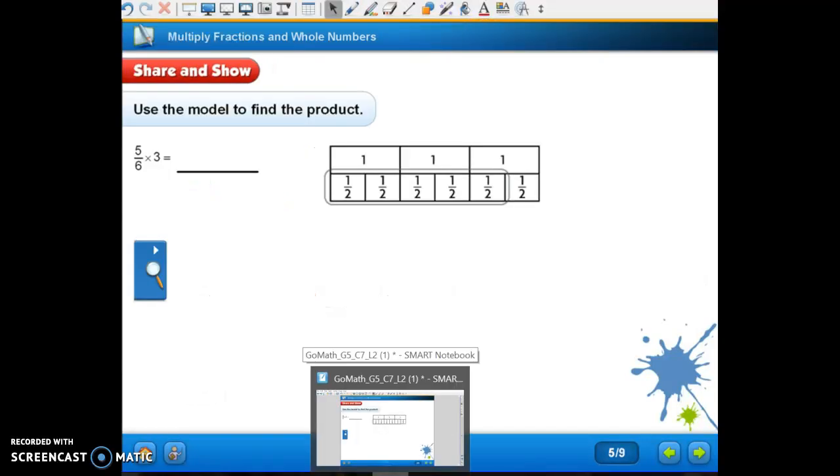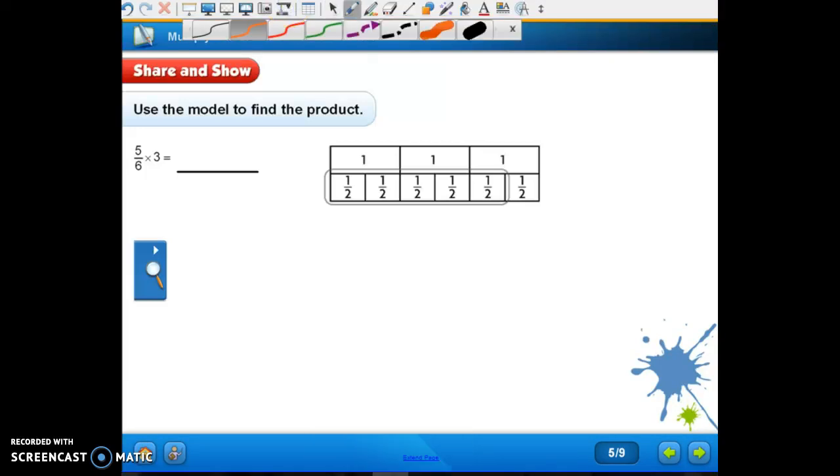Okay, so we're on page 297 at the top of the share and show, and we're going to use the model to find the product. 5/6 of 3. So in this one we have 3 1-wholes, and to get our 6 pieces we would use halves again. How many halves did we circle? 1, 2, 3, 4, 5 out of 6. So we circled 5/6.